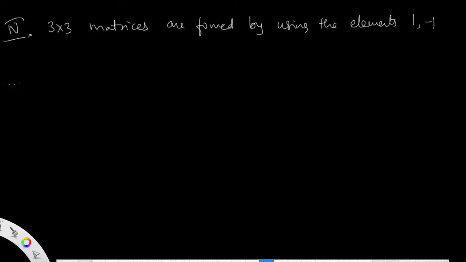1 comma minus 1. The first question: the possible determinant values are dash. It is only given as the possible determinant values of the 3 by 3 matrix formed by using the elements 1 and minus 1. What are the possible determinant values?